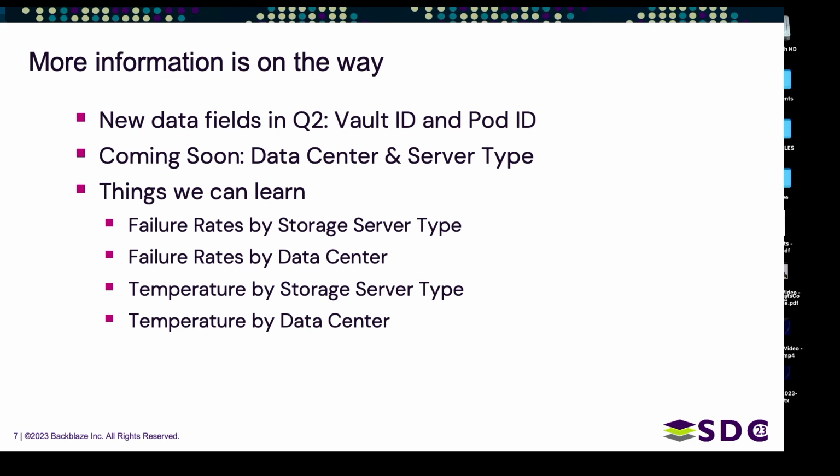So I got the Vault ID and a pod ID. A Vault is just a way we organize data. Data comes in, it's spread out across 20 vaults. That's called a tome. There's all kinds of things like that. But that gives us a location within a data center of where it is. And then the pod ID is just a storage server ID within that 20, right?